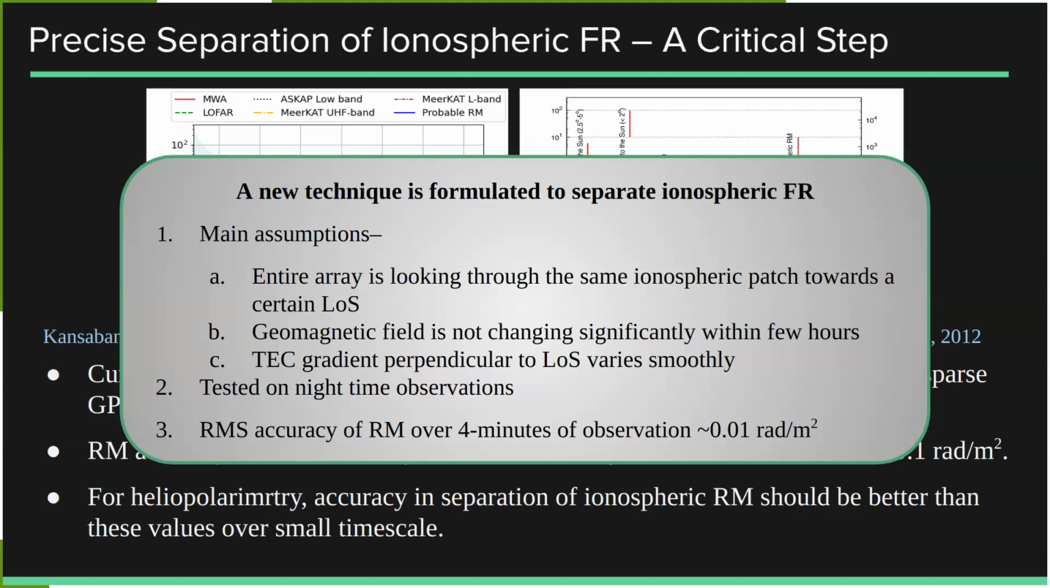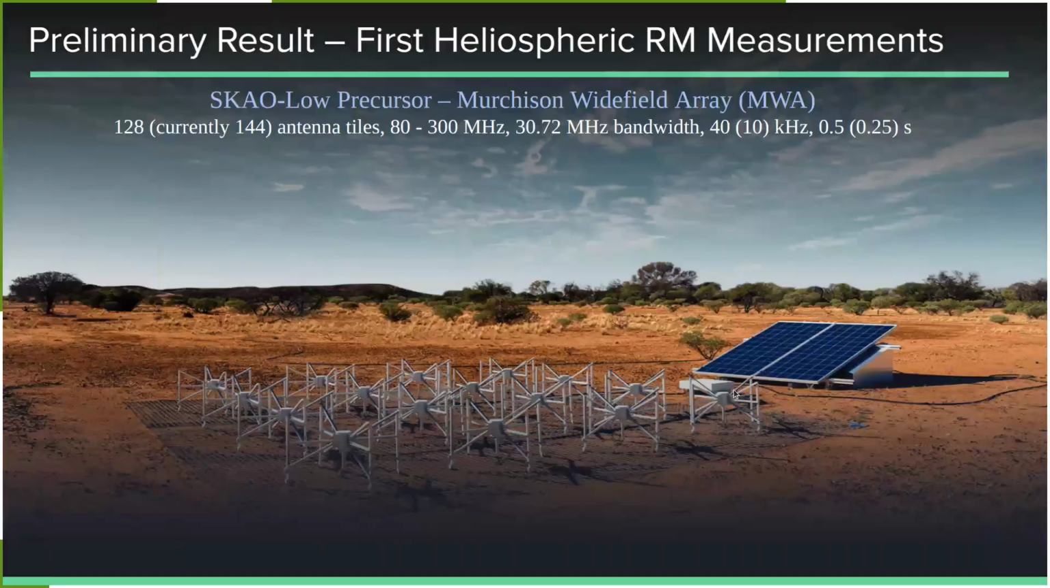technique to separate the ionospheric Faraday rotation contribution from the heliospheric one in the observation. And what we have achieved is, in about 4 minutes of observation, about 0.01, about 1 order of magnitude better accuracy in separating the ionospheric contribution from the heliospheric contribution of the Faraday rotation. And this allowed us to detect some fast heliospheric Faraday rotation measurements of the CME using this instrument called the Murchison Widefield Array that is in Western Australia.